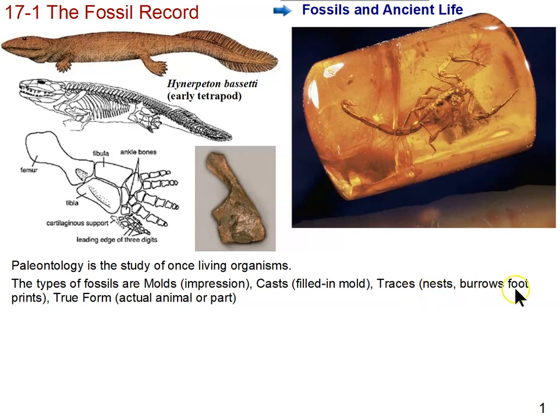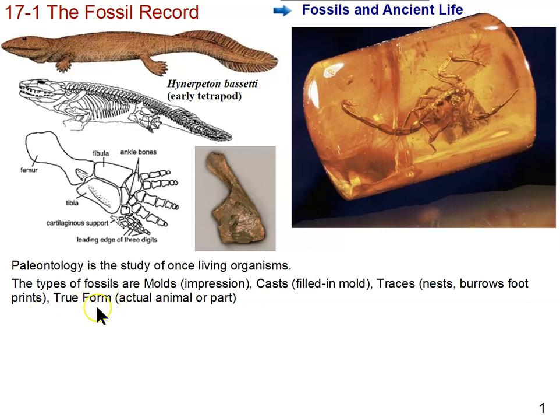Nests, burrows, footprints, like they found all kinds of dinosaur footprints. That's partly how we know that certain dinosaurs were bipedal, walking on two legs. And I just read an article recently where they found a fossilized turtle that looks like it was crushed by a sauropod dinosaur, one of those huge plant-eating dinosaurs, because they found it where there were tracks of sauropods.